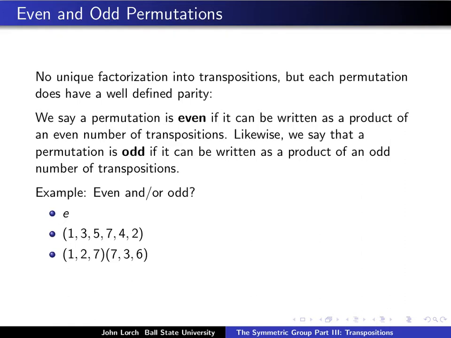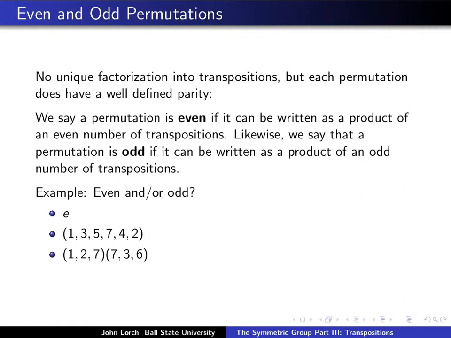However, it turns out that each permutation does have a well-defined parity that's dependent upon transpositions. So we say that a permutation is even if it can be written as a product of an even number of transpositions. Likewise, we say that a permutation is odd if it can be written as a product of an odd number of transpositions. So the first example we have here is for us to determine whether a few permutations are even and/or odd.